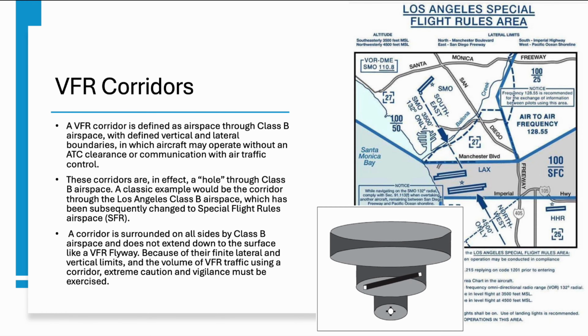Another depiction are VFR corridors. So a VFR corridor allows you to maintain VFR through a Class Bravo airspace. It's essentially a hole or a tunnel going through the Class Bravo. You don't need a clearance for this, but there are a few rules that you need to abide by. And so just keep those in mind.